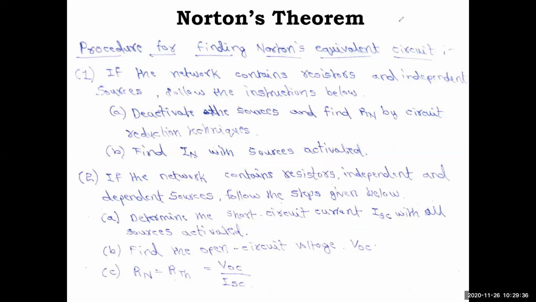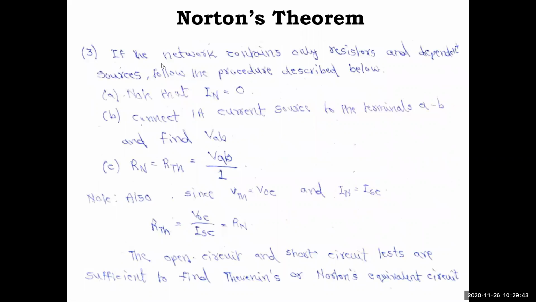What is the third case? You can tell now. When you are presented with only dependent sources and resistors. If the network contains only resistors and dependent sources, there is no energy source, then what will happen? No energy source means IN is 0. So what will you do? You will connect a 1 amp current source to the terminals AB and find the voltage across the terminals AB. Then you take the ratio of VAB by 1, which is nothing but RN.